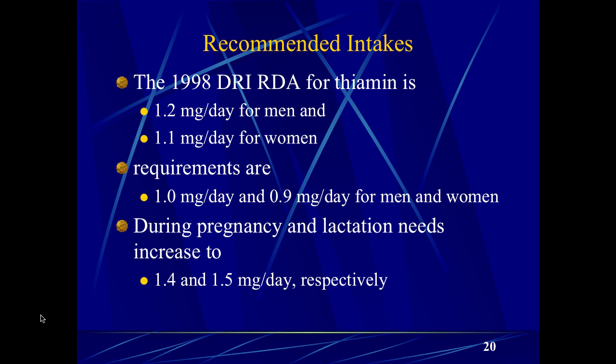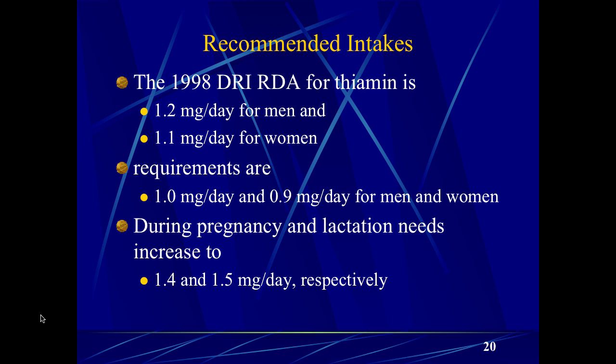So the RDA and DRI are what you should have, and the EAR is what you require. So the EAR, remember, that's an adequate amount for 1/2 of the population. And the RDA should cover 98% of the population.